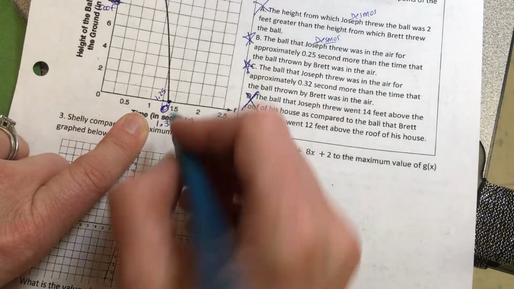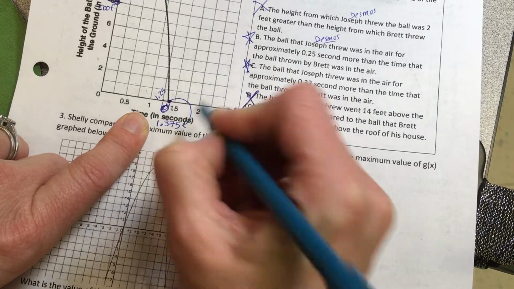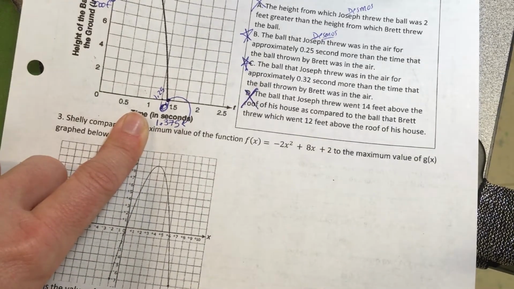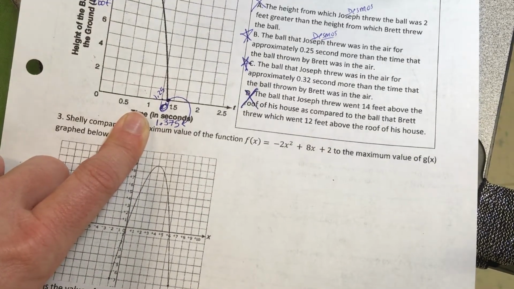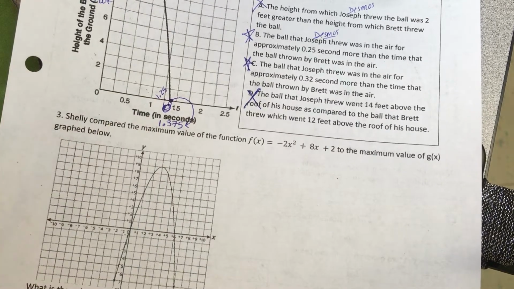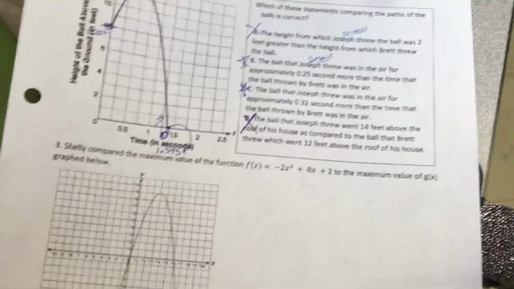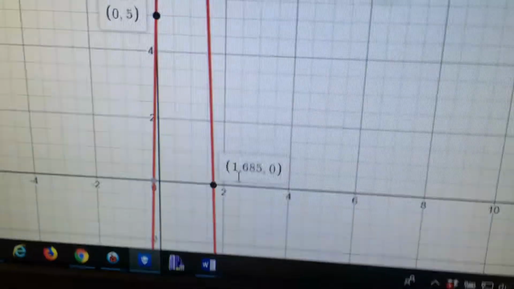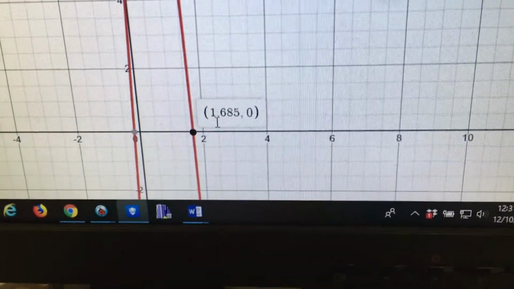1.375. Okay, so we're saying this number right there is 1.375. Desmos already gives it to you. What's the number right here? 1.685. Subtract those. 1.685 minus 1.375. What do you get when you subtract 1.685 and 1.375?